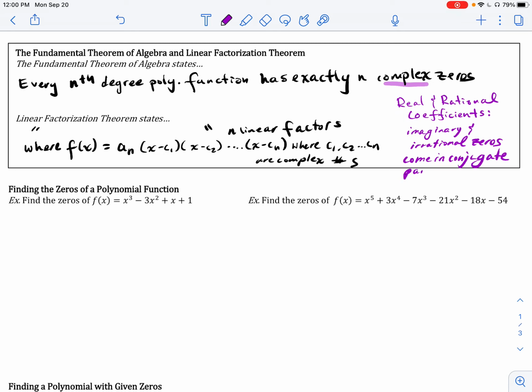So that is to say the following. For example, if you have i as one of your zeros, that means you know that negative i must also be a zero. If we know that, for example, 1 plus root 3 is a zero, this is an irrational number, that means 1 minus root 3 must also be a zero. So we're going to leverage that information, the idea that all of our zeros have to come in conjugate pairs in order to ensure that all of our coefficients are both real and rational. And that's going to come in handy when we start working through a few of these problems.